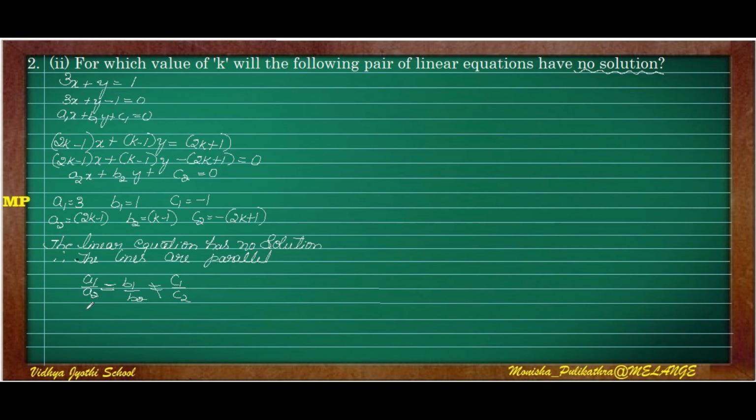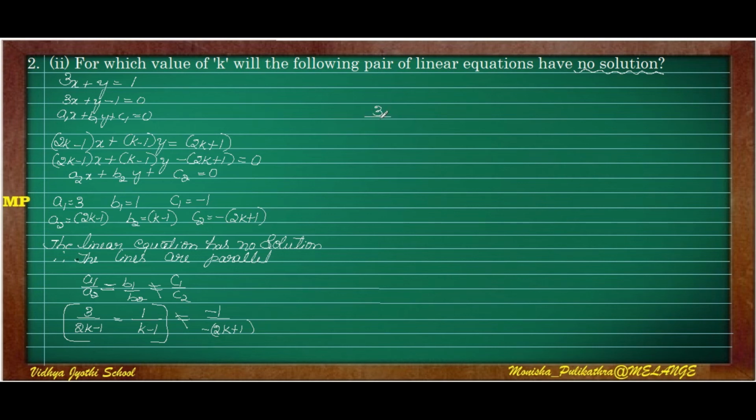Okay, so first we have to substitute it. 3 by (2k minus 1) is equal to 1 by (k minus 1), which is not equal to minus 1 by (minus 2k plus 1). Since it is not equal to, there is no need of substituting these things. We have to take only the first and the second, that is A1 by A2 and B1 by B2.